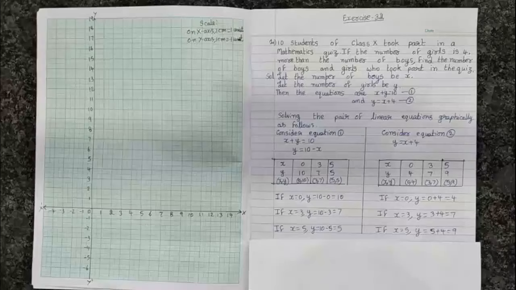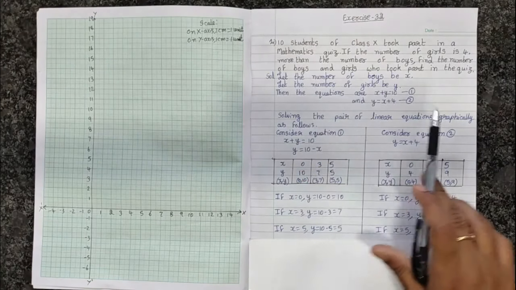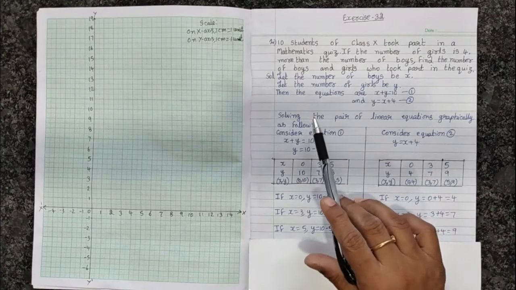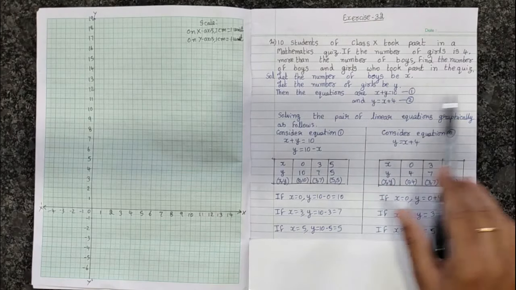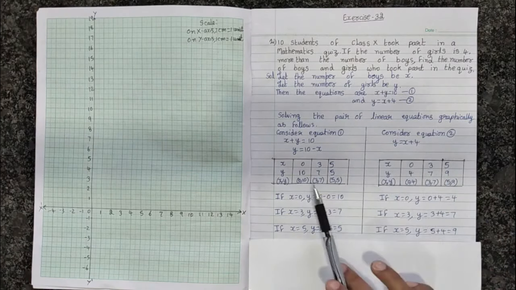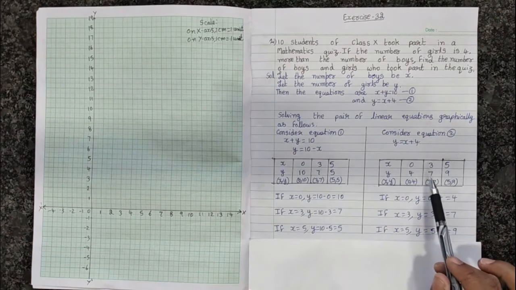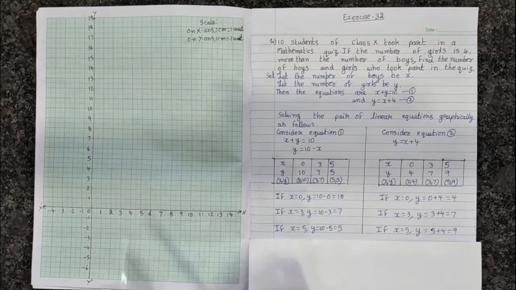Let's check it out. So look here, children, as we have done this problem on the board, in a graph book you have to do it on a graph sheet. This problem you have to solve like this. You can see two equations and two tabular columns, right? So solve like this. Now this table and this table you have to plot on the graph sheet.